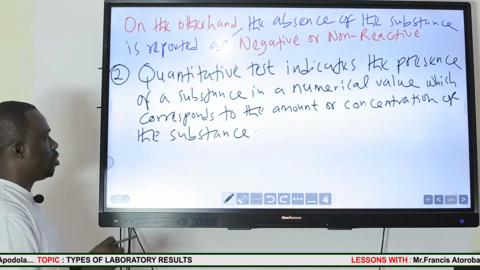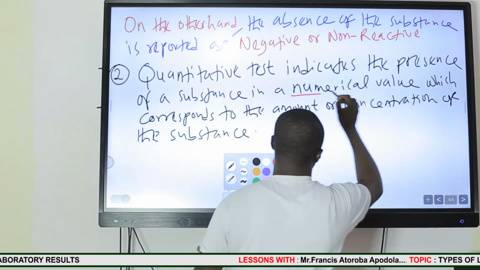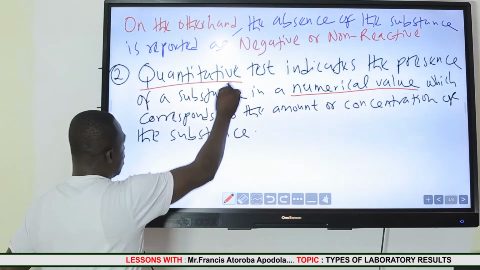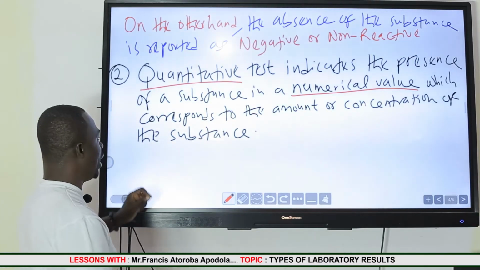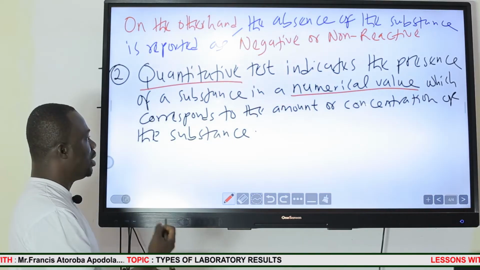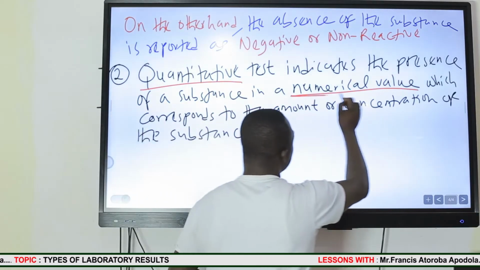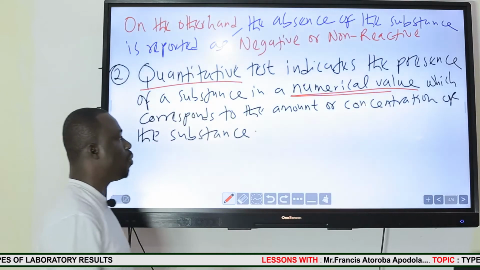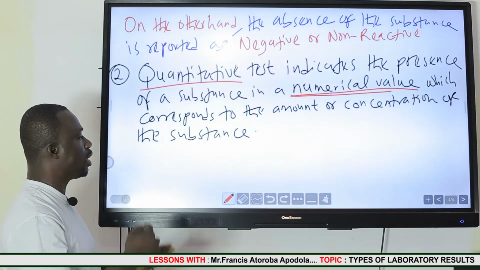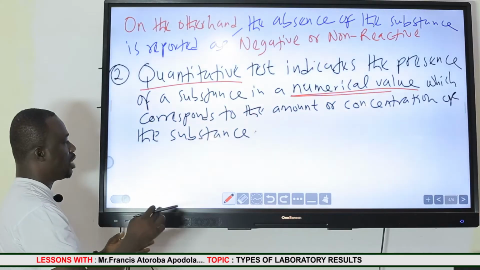So it corresponds to the amount or the concentration of the substance. So we are looking at the test being reported in a numerical value. So quantitative, coming from the word quantity, and that means that we need to quantify. In quantifying, the test result will assume a numerical value, coming from the word numerical, meaning number. So that is for a quantitative test result.